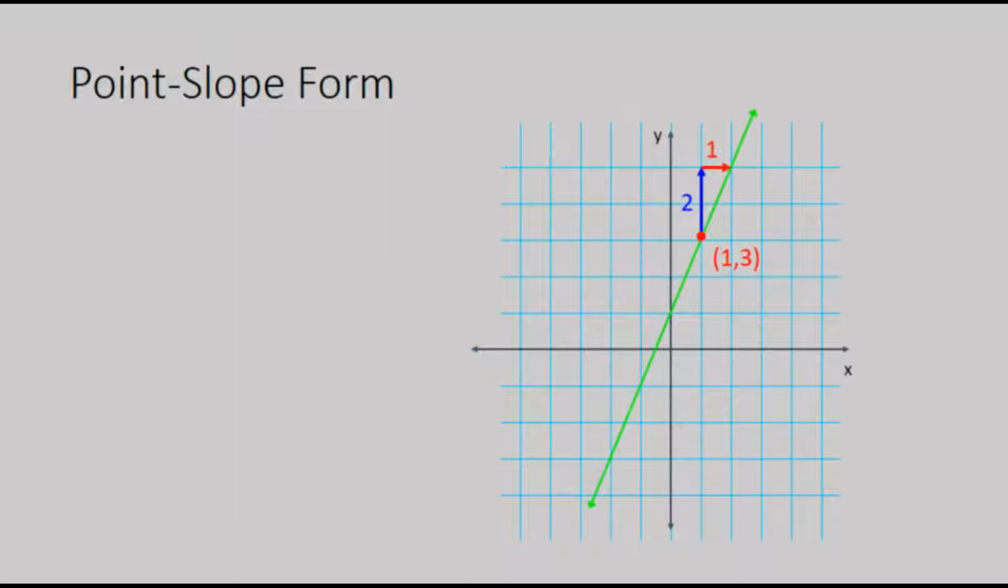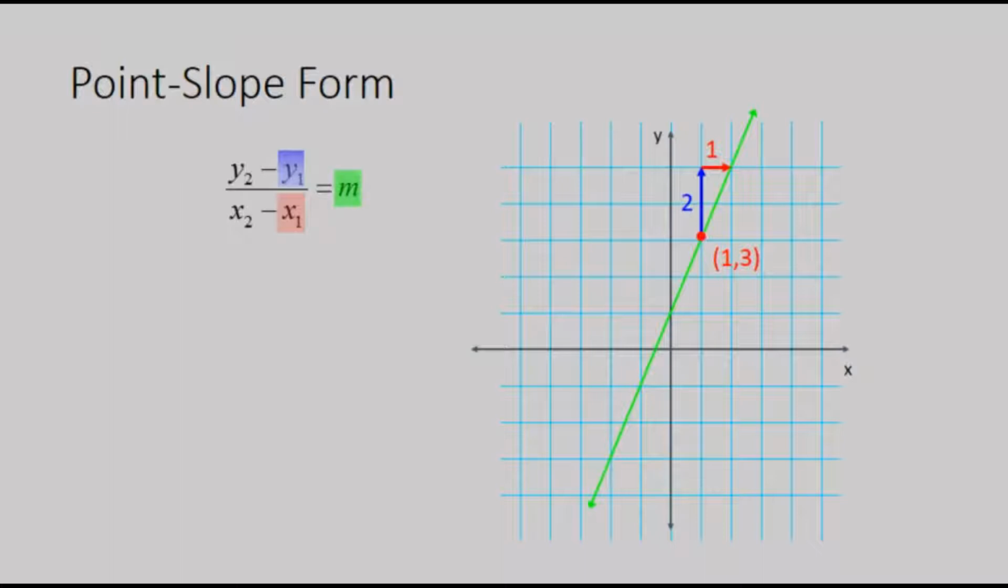Consider a line with slope 2 passing through the point (1, 3) shown here on the right. To find the slope of a line, we take the change in the y values divided by the change in the x values from 2 points from the line. Well, we have 1 point, so we can replace x sub 1 and the corresponding y from that point in our formula.